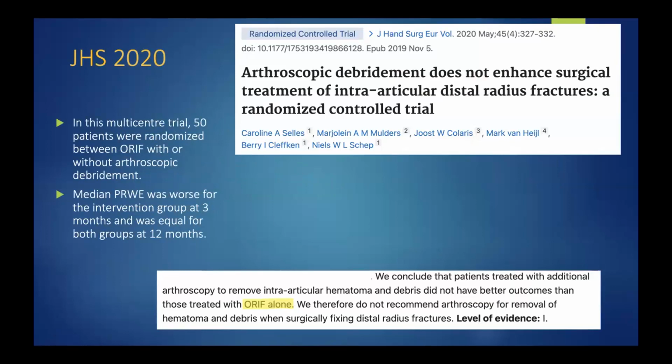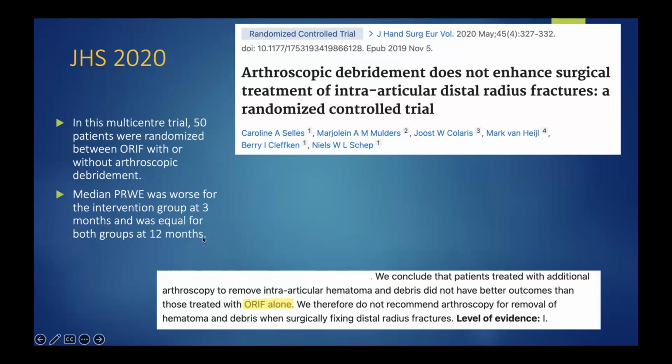And this is an RCT by Sellis et al. And they had found that the patients who were treated with arthroscopy and the patients who were treated with open reduction fixation alone did not have better outcomes when they were treated with additional arthroscopy. And their 3 months course of the patient reported outcome scores were even worse when they were compared with the open reduction fixation alone group.